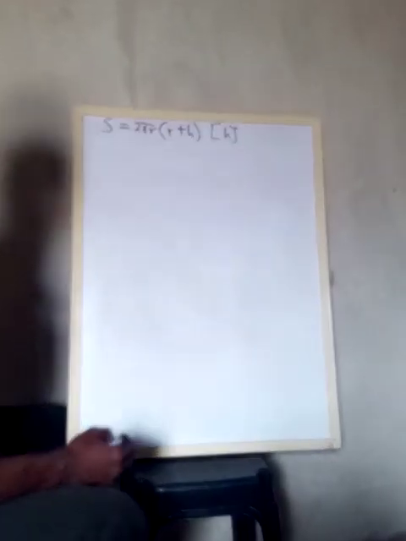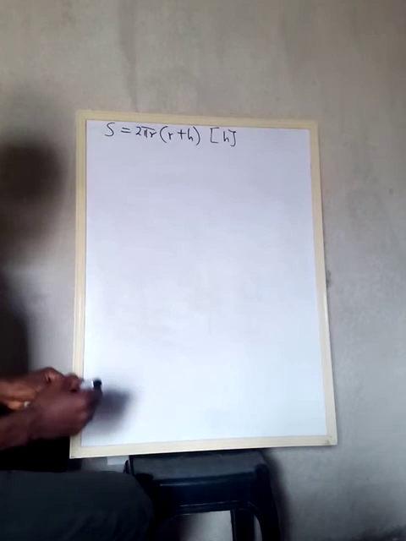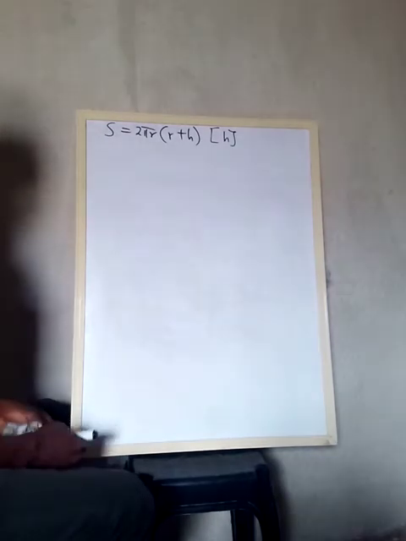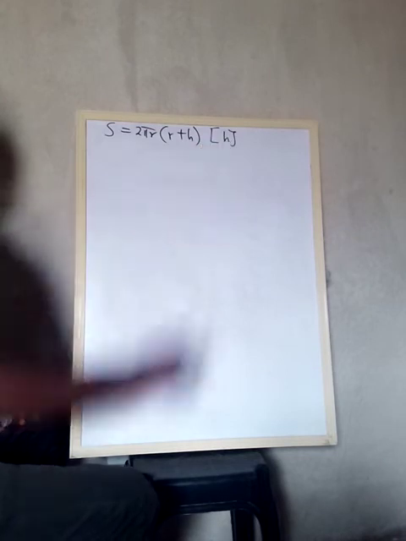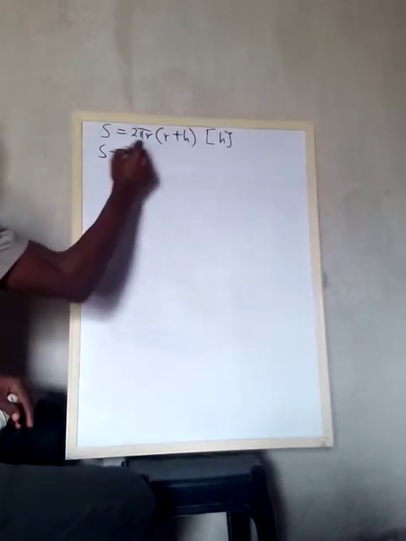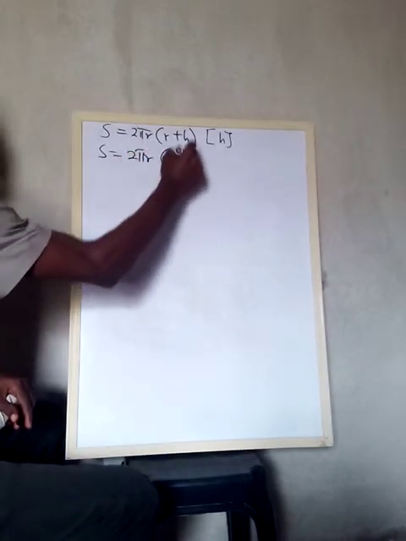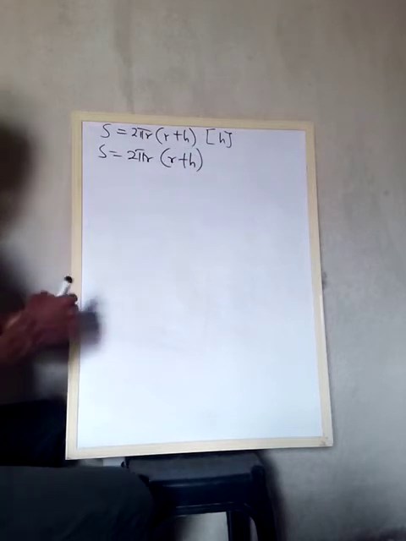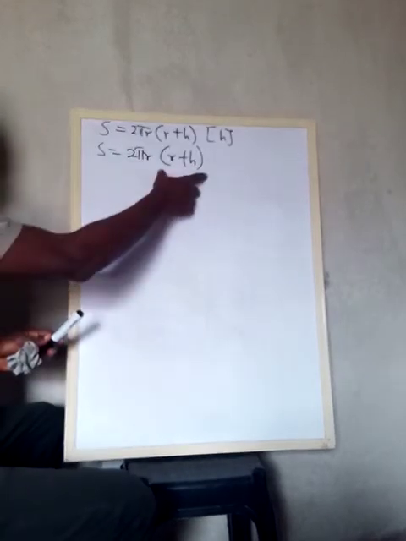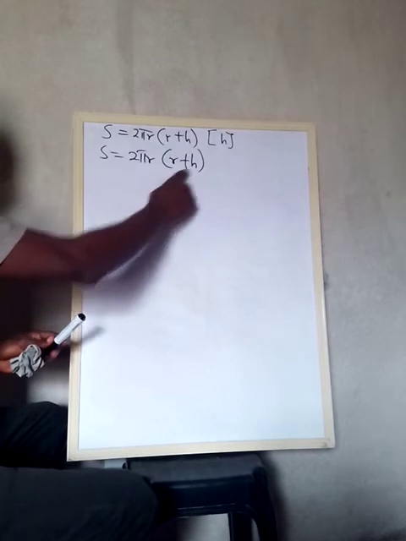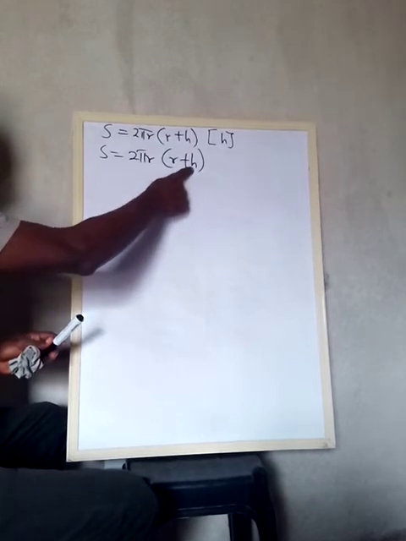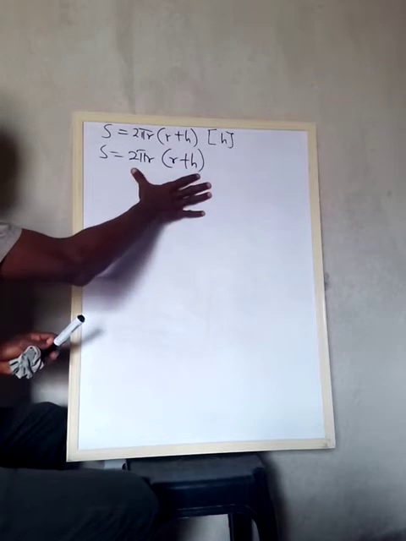Alright, we have S equals 2πr(r + h). We have to make h the subject of the formula. Now if you look at this properly, the relationship between this 2πr and this bracket is multiplication. We are focused on h, so we need to remove everything on the right-hand side except h.